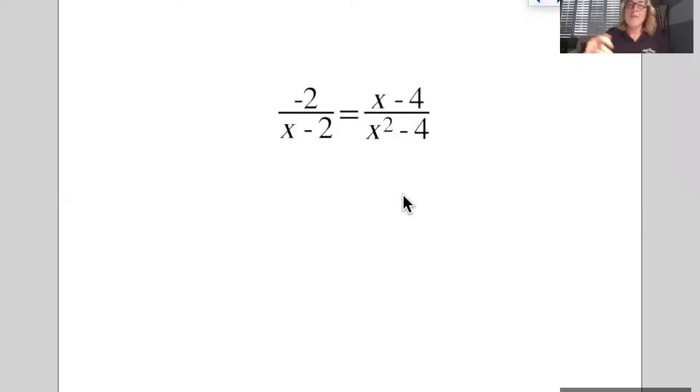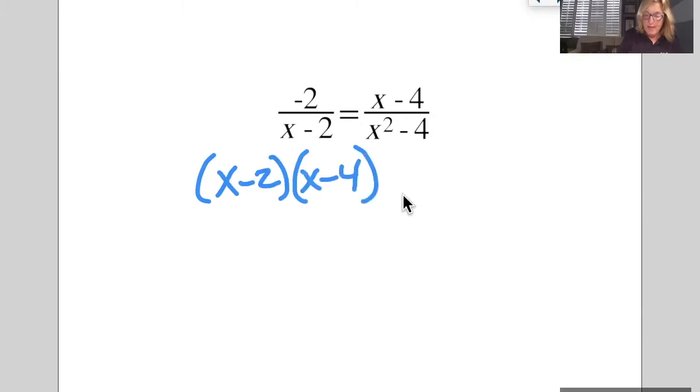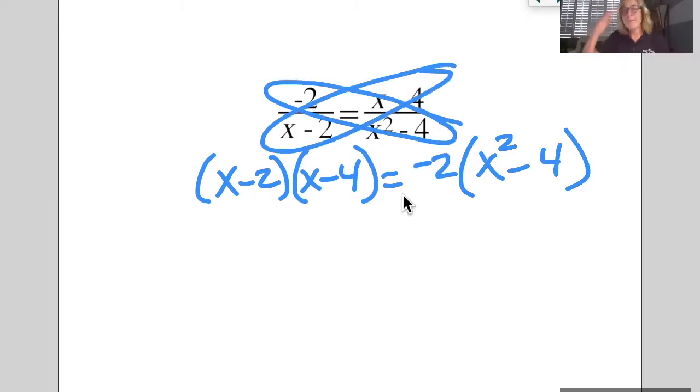All right, let's give this one a try. Now we have some binomials involved in our rational expressions, but the idea is still the same. When we have two rational expressions set equal to each other, we can use cross products. So we could do x minus 2 times x minus 4, and that would be equivalent to negative 2 times the quantity of x squared minus 4, right? Just did the cross products this way. So now we need to go ahead and multiply, gather the like terms, and you know that we're going to have to factor because there's an x squared term.